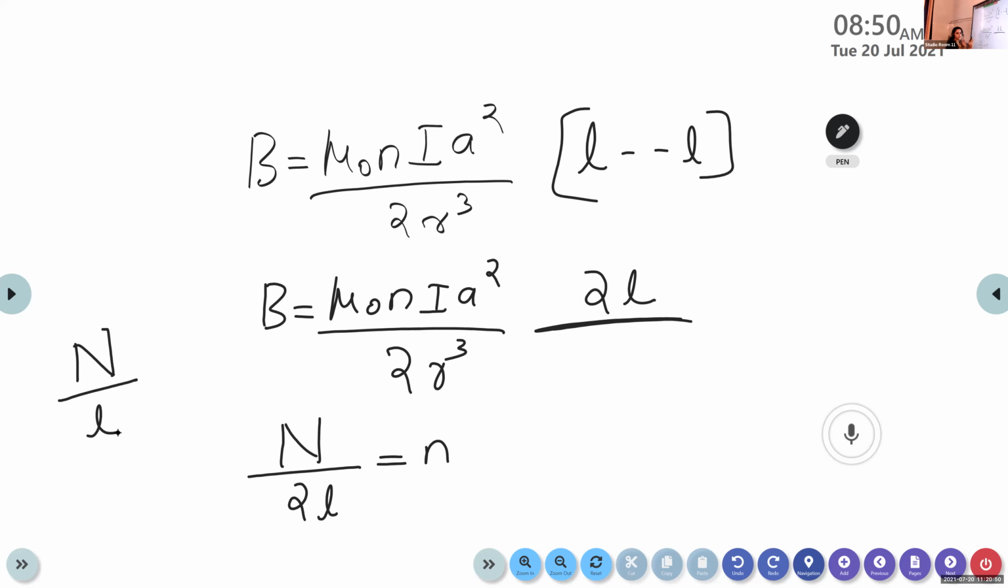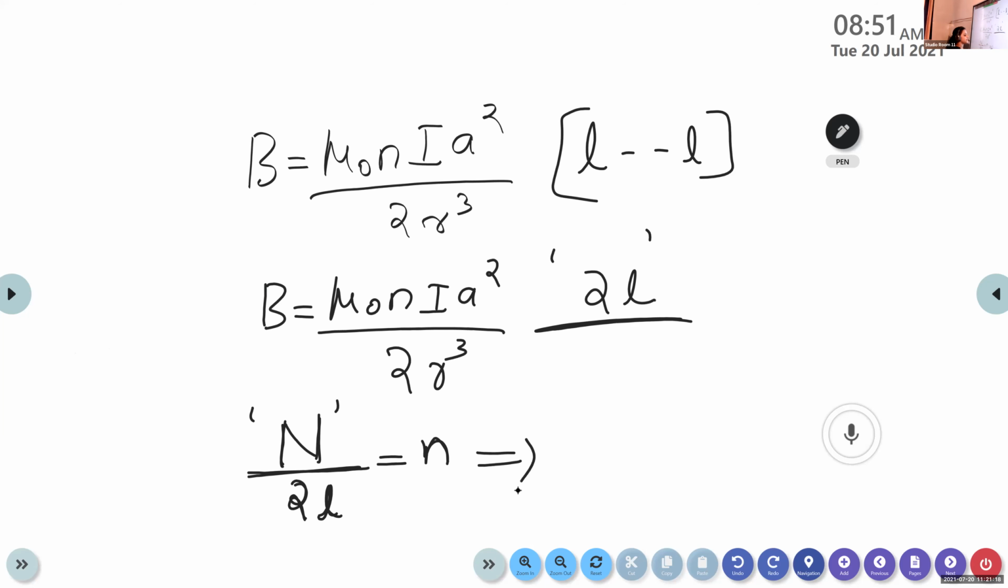How much is the length of the solenoid? The number of turns per that much length of the solenoid is equal to n. So here we consider a solenoid with a length equal to 2L. So we can write the number of turns per the length of the solenoid. In the present case, the length of the solenoid is 2L, so that much length consists of this N number of turns, and that is equal to small letter n.